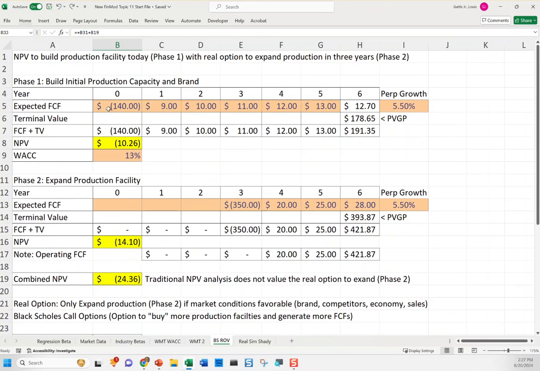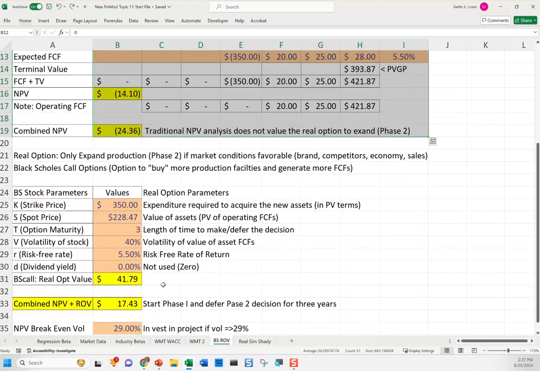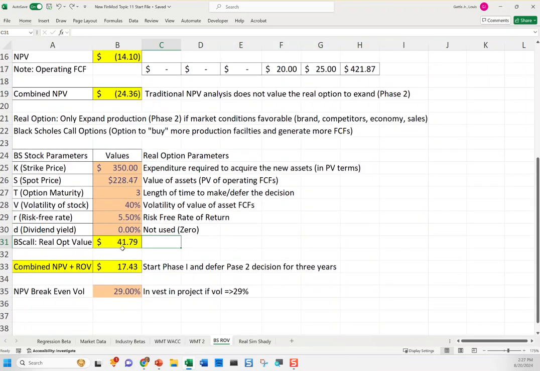Well, let's put our toe into this business, see how it goes, and then we'll wind up deciding whether to do a big investment. All right, so this is using Black-Scholes to value a call option to expand a business or enter a new business.